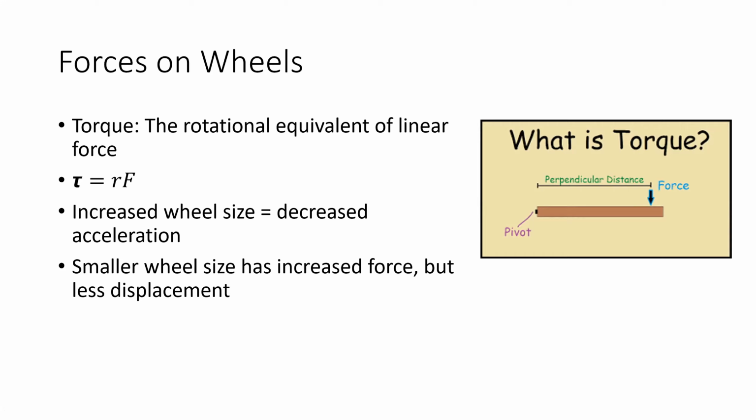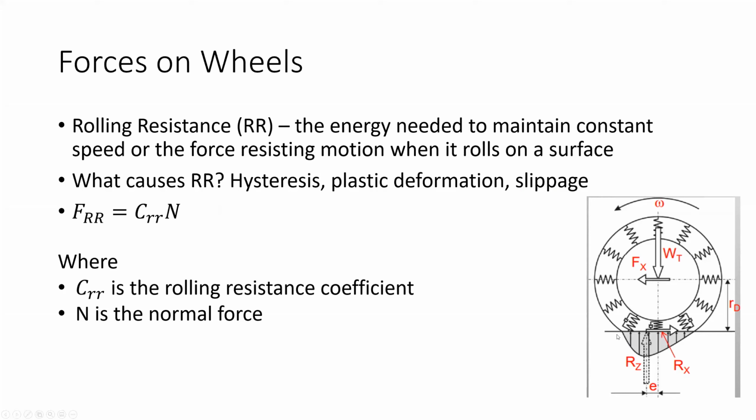The first force is rolling resistance. What is it? It's the energy needed to maintain a constant speed, or the force resisting motion when it rolls on a surface. That's the definition of rolling resistance. And what causes rolling resistance? Hysteresis is this curve here on the bottom. Depending on if you go to the left or the right, the hysteresis would be different.